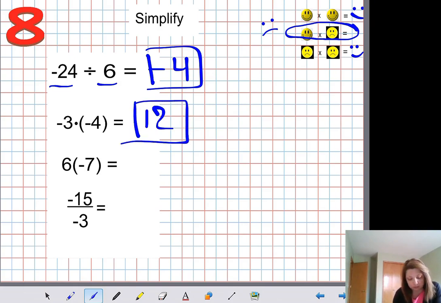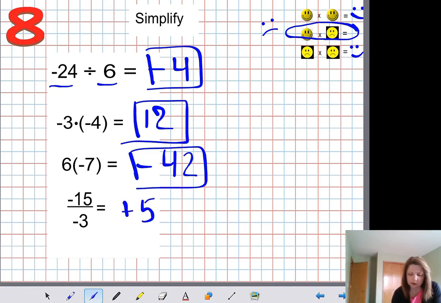When we multiply one positive and one negative, again, negative sign, 6 times 7 will be 42. And the last thing, when you divide two numbers with negative signs, just like multiplication, they change to plus. 15 divided by 3 is 5. And that will be the last example for today.